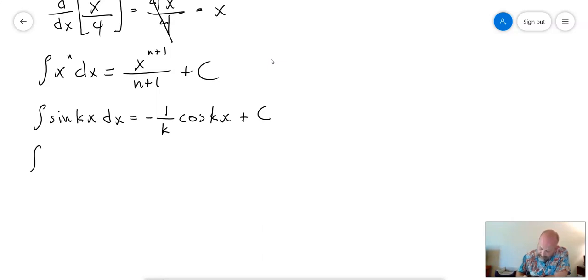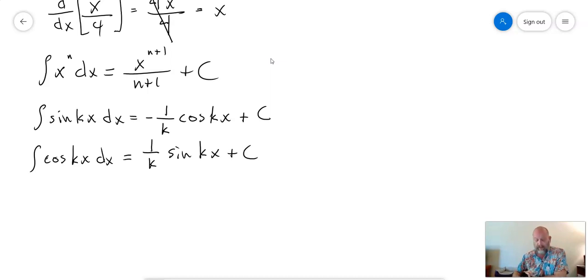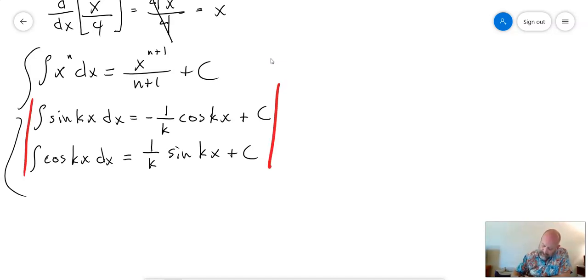If I take the integral of cosine kx dx, this is going to be 1 over k times sine of kx plus a constant. Now those guys right there, you have to know those by heart. Those are probably the most important ones that you're going to see. These three right here. So you need to know those. And you'll find if I take the derivative of what's on this side, what I should get is what's on this side. So that would be a good exercise for you to just double check these things.